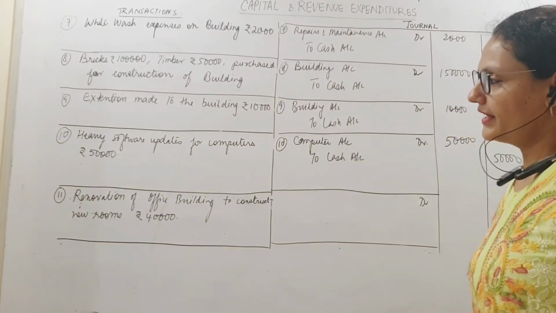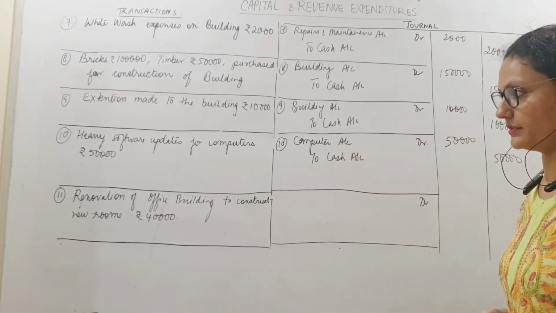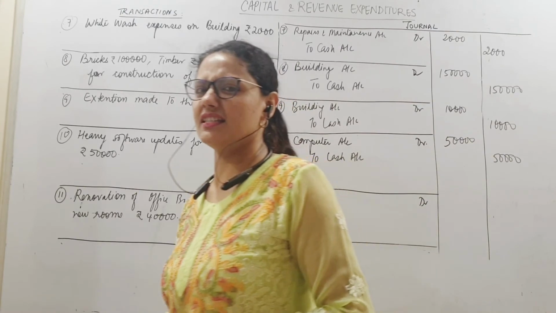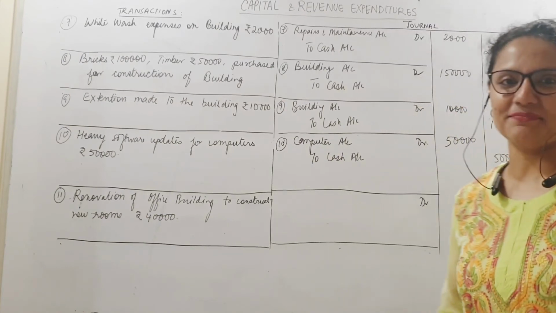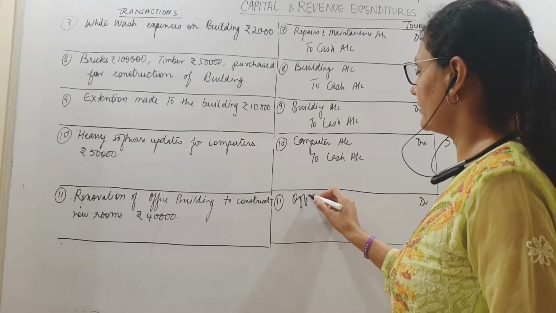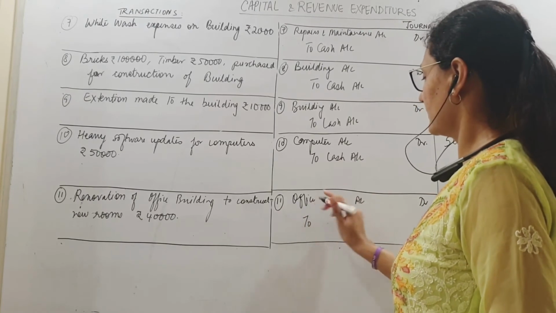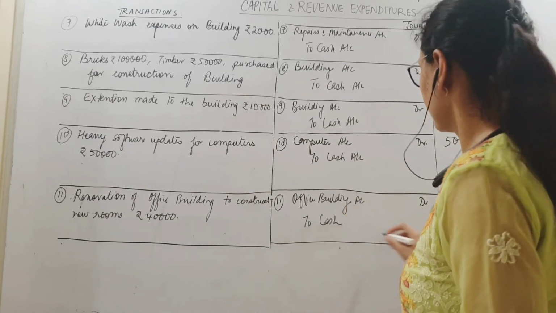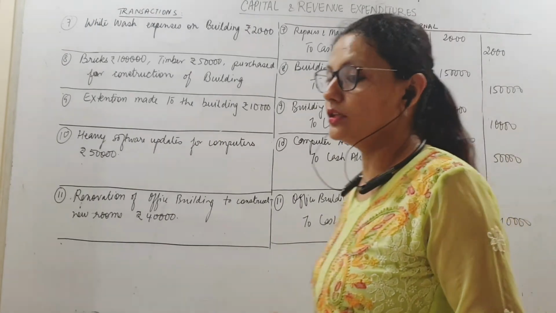Good. Renovation of office building. Renovation, renewing the office building to construct new rooms, 40,000. This is a very easy one. Yes, I'm sure by now you all have got it. It is a capital expenditure. Wonderful. So, number 11, renovation of office building will be debited to office building account, and credited to cash account here, 40,000, because we are spending on building something new.